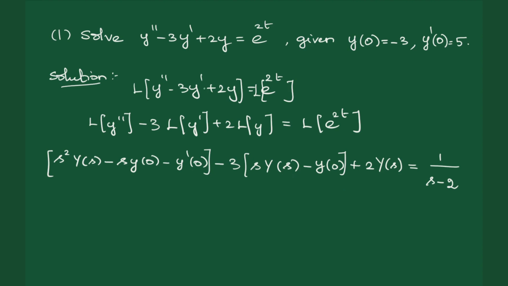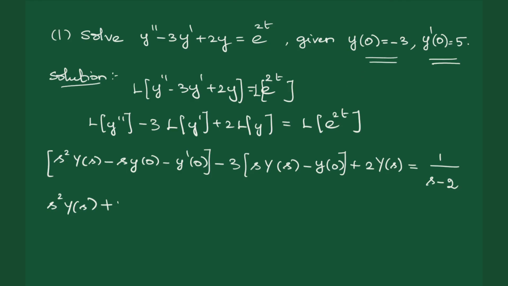Second step, first step was taking Laplace transform on both sides. Then we have to use the appropriate formula 1 and 2. Then step number 3 is we have to use the conditions given in the problem. So these two are the conditions given in the problem. We have to use those conditions here. So s square Y of s minus s into y of 0, which is minus 3.